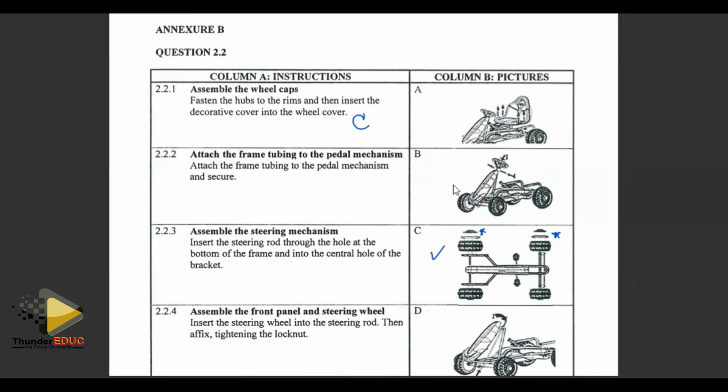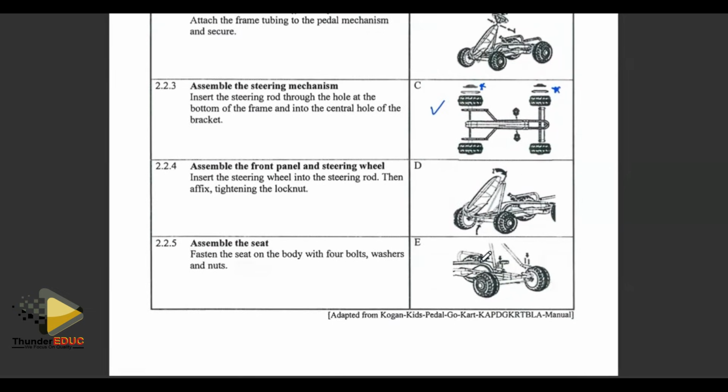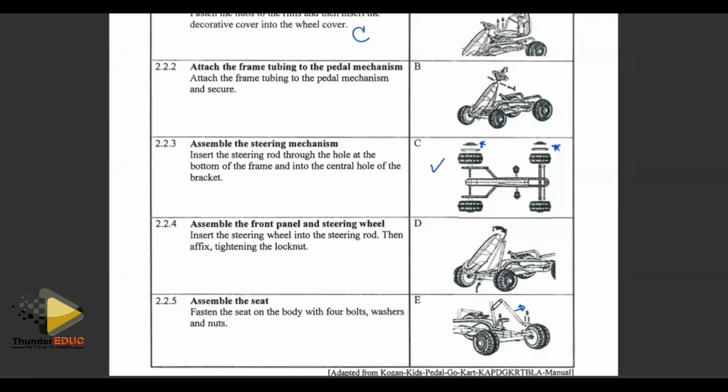We come to this. Attach the frame tubing to the pedal mechanism. So this is E. Look at that, it shows you the pedal to the frame. This is the frame. So we say this is E, and E is taken. Come to this. Assemble the steering mechanism. They are saying insert the steering rod through the hole at the bottom of the frame into the central hole of the bracket. When you take note, it's this one here. This is the rod that's passing through this part. So this becomes D. We are left with 2 options.